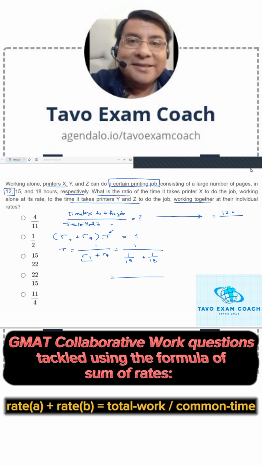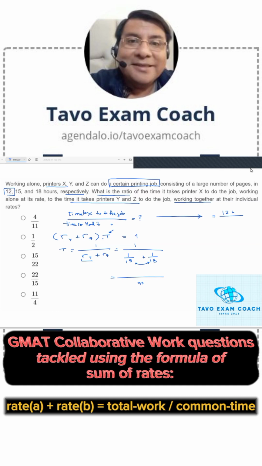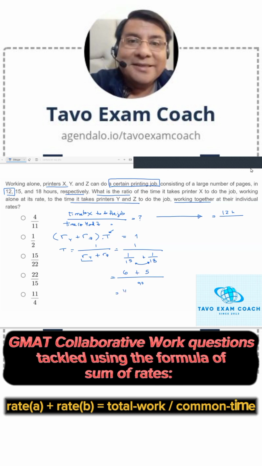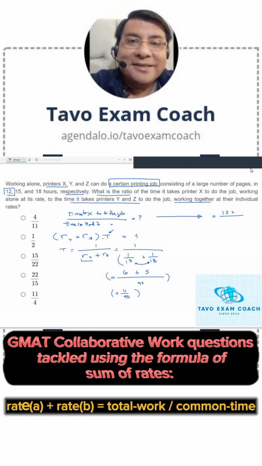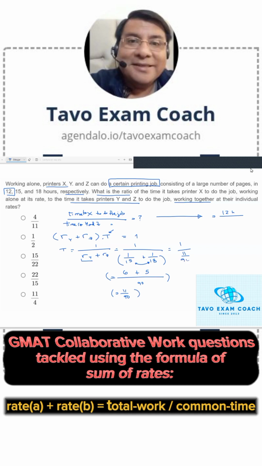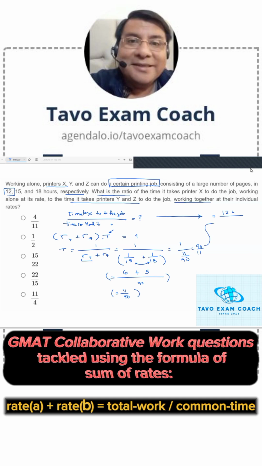A common denominator for these two quantities could be 90. So 90 divided by 15, you get 6. 90 divided by 18, you get 5. So you have this sum, 11 over 90. This is just the denominator part of this ratio. So we have the inverse of 11 over 90, which is 90 over 11. Now we can place this time here, 90 over 11 hours.